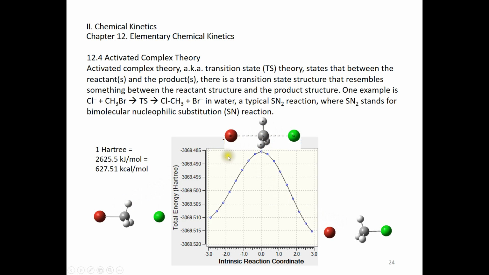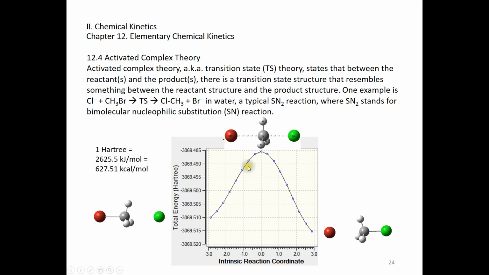Alright, now let's look at over here. The chlorine-carbon bond is now partially formed in the transition state. The carbon-bromine bond is partially broken in the transition state. So that's why you have two partial bonds in the transition state. One is the carbon-bromine partial bond. The other is the carbon-chlorine partial bond. And over here, the bond between carbon and bromine is completely broken. The carbon and chlorine bond is completely formed.